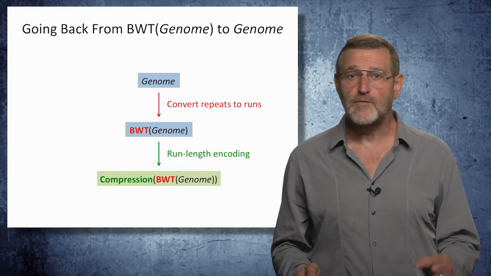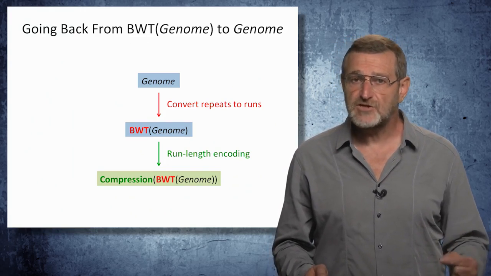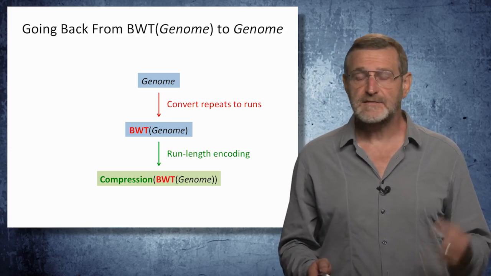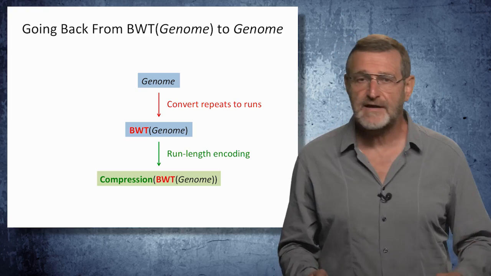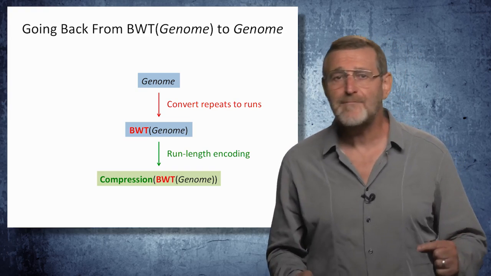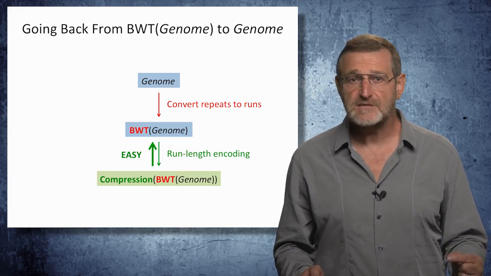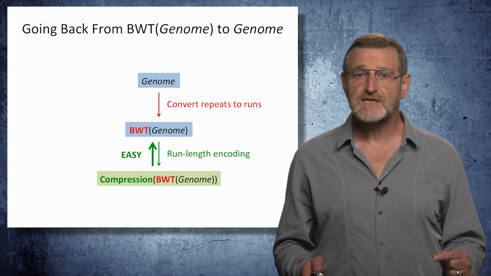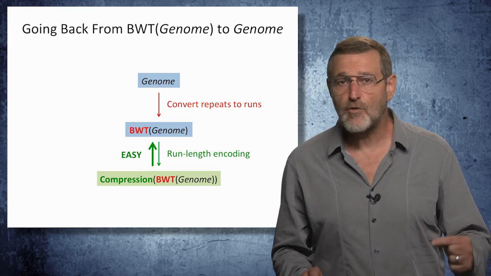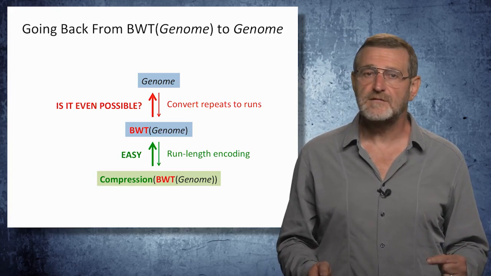So our goal now is to start from the genome, apply the Burrows-Wheeler Transform to the genome, and hopefully compress the Burrows-Wheeler Transform of the genome. After applying this compression, we will greatly reduce the memory for storing our genome. But it only makes sense if we can invert this transformation. From the compressed version of the Burrows-Wheeler Transform, we can easily go back to the original Burrows-Wheeler Transform. But can we go back from the Burrows-Wheeler Transform of the genome to the genome itself? Is it even possible?